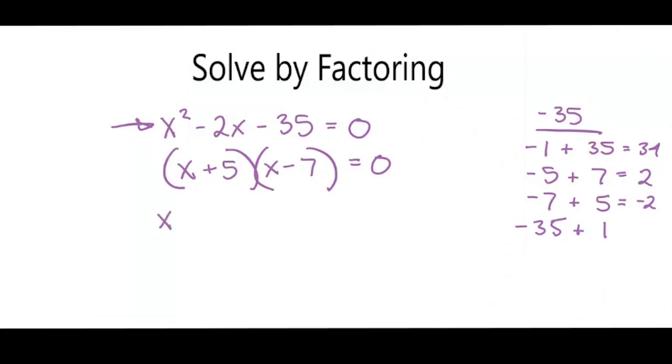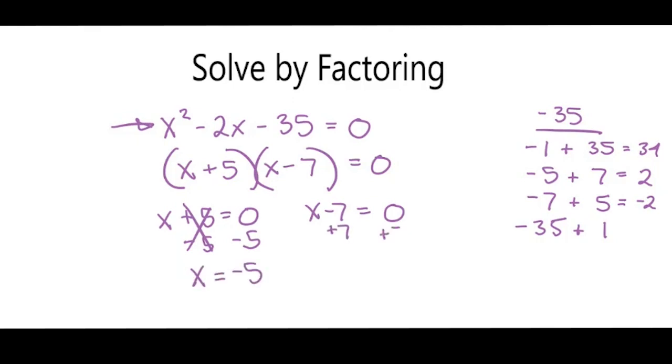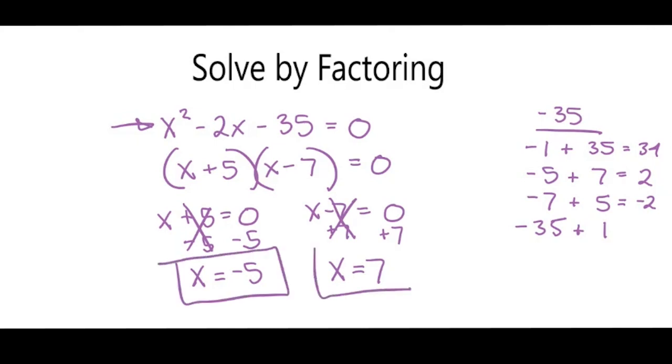So I set each of those binomials equal to 0. So I will subtract 5, those 5's cancel, and x is negative 5. On the second one, I will add 7 and add 7. Those 7's cancel, and x equals 7. So my answers are x equals negative 5 and x equals 7.